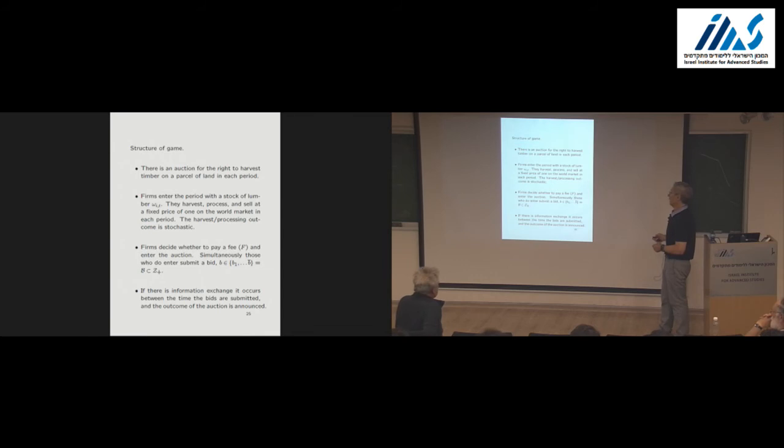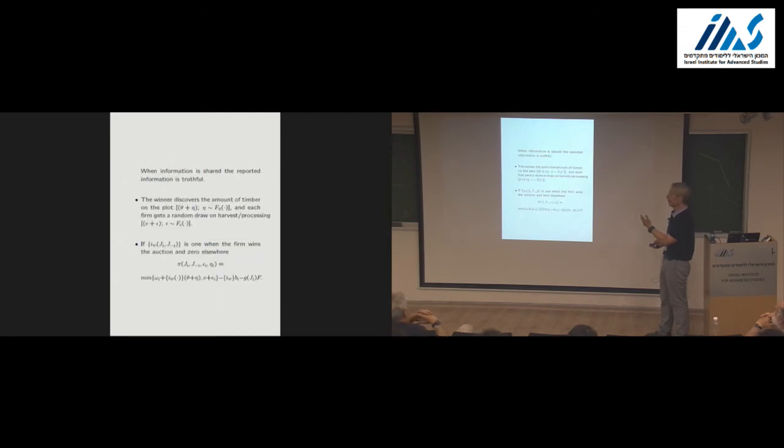Firms decide whether to pay a fee, F, and enter the auction. They simultaneously bid, and they bid in discrete increments. If there's information exchange between the firms, it occurs now, before the actual auction. Then the outcome of the auction is announced. The winner discovers the amount of timber on his plot. He sends somebody out and discovers the amount of timber. Each firm gets a random draw on harvest processing.